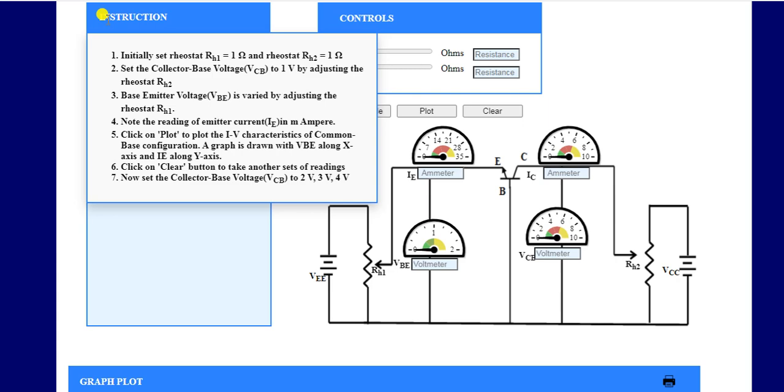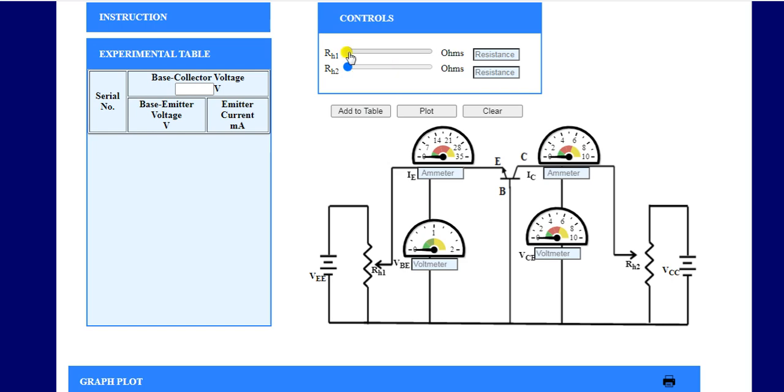So let's start. First we have to set the value of RH1 to 1, similarly RH2 to 1. Then we have to set the value of VCB to 1 volt. So just change the value, set it to 1 volt. Now we have to change the value of VBE and measure the emitter current and add these values to our experimental table.